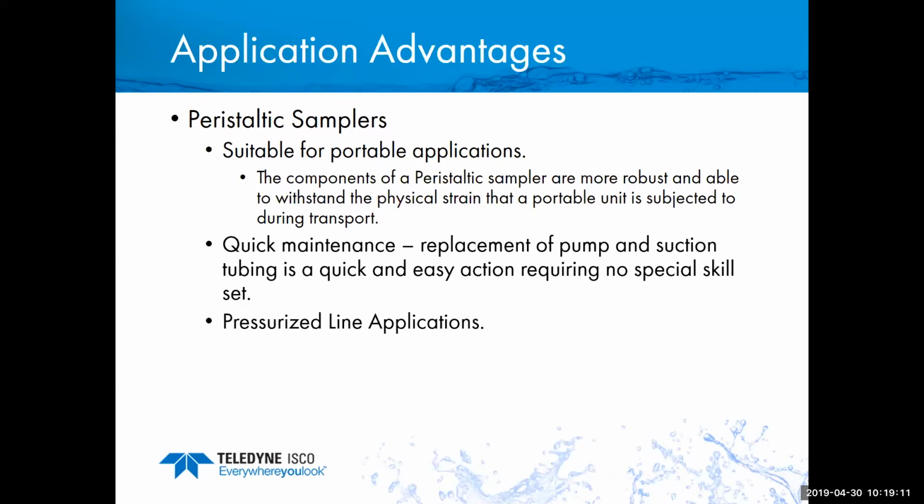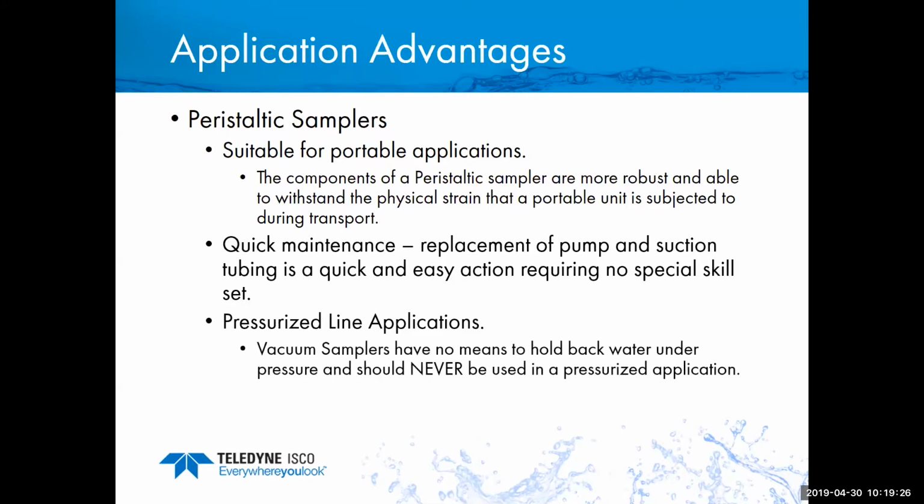Pressurized line applications are a lot better for peristaltics, because there are actually pinch points on the paddle, where the paddle is pinching the tubing and won't let pressurized water go by. Vacuum samplers actually have no means to block that water from getting to the bottle. There's an open path directly from the strainer, or wherever the intake line is, directly to the bottle. So if you have any type of pressure in the line, you cannot use a vacuum sampler, because we have no means to stop that.